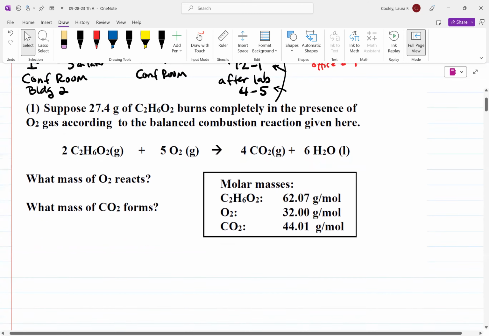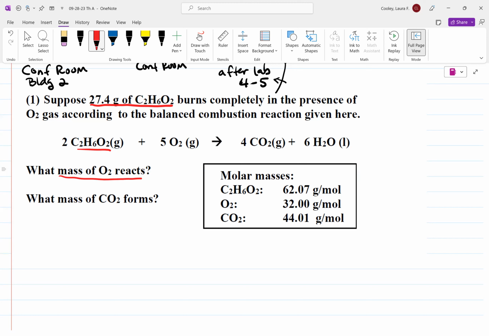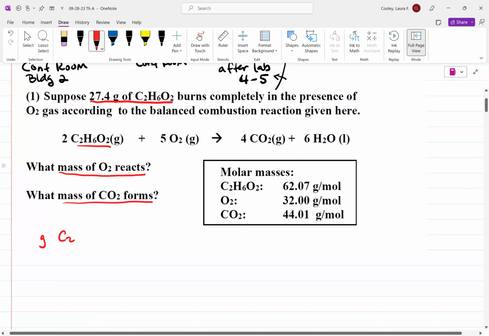Anyway, this is a problem where you start out with a certain amount of a reactant that burns completely, which simply means it undergoes combustion. It's asking what mass of oxygen reacts with that and what mass of carbon dioxide forms. And you've got to do this one step at a time, right? So you're going to start with the grams of the reactant.